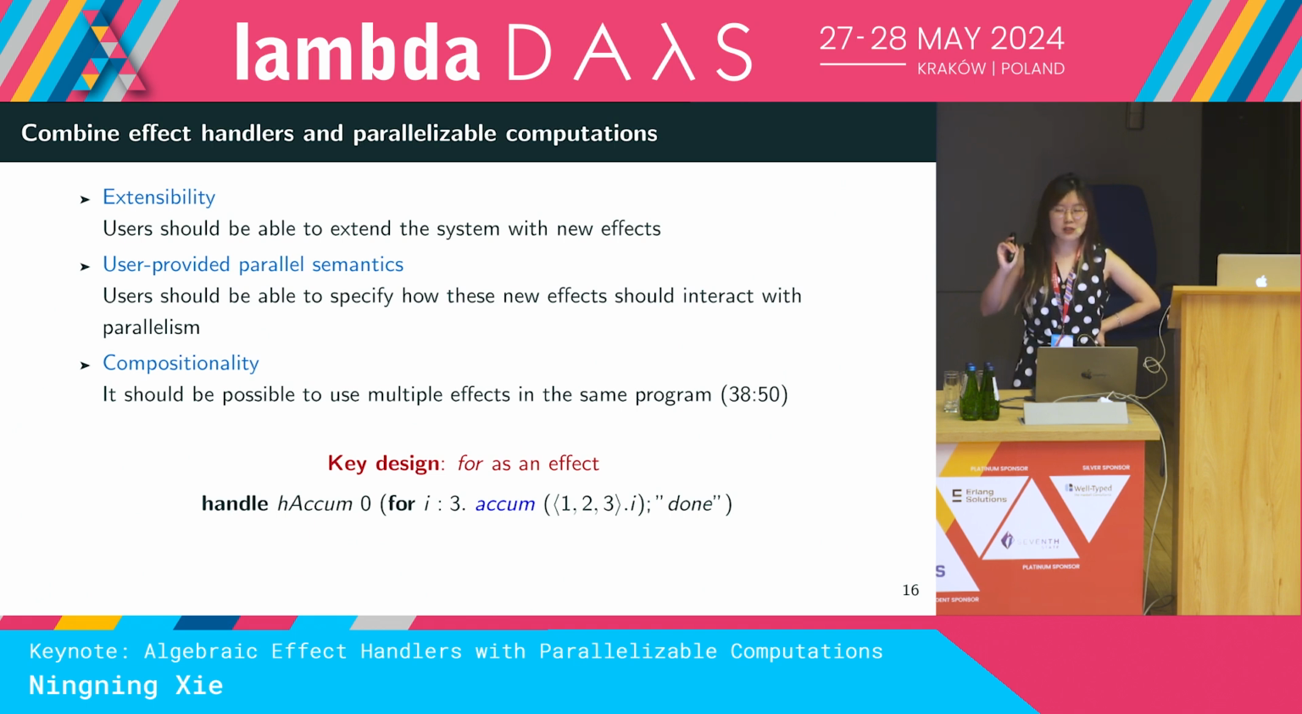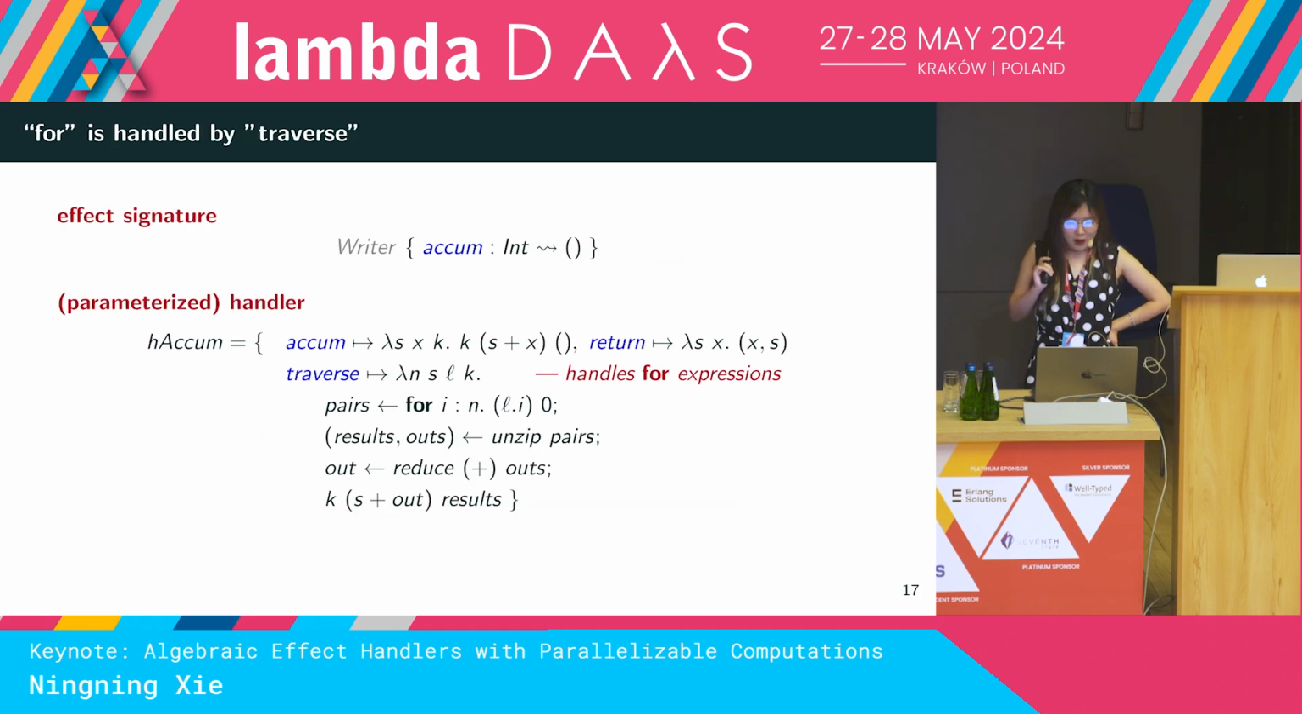So what happens if we write a program like this in our system? Well, since we said that we interpret for as an effect, now a handler is also responsible for handling this for as an effect. So now each handler has to implement a traverse clause that handles for expressions.